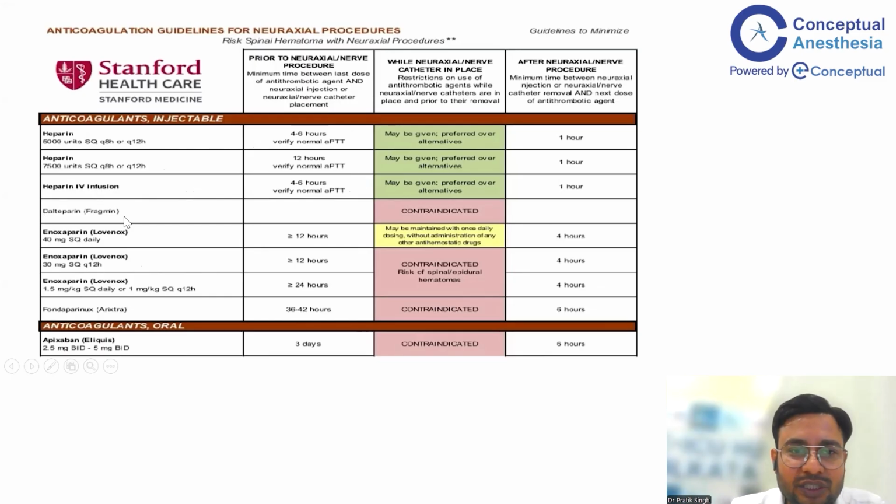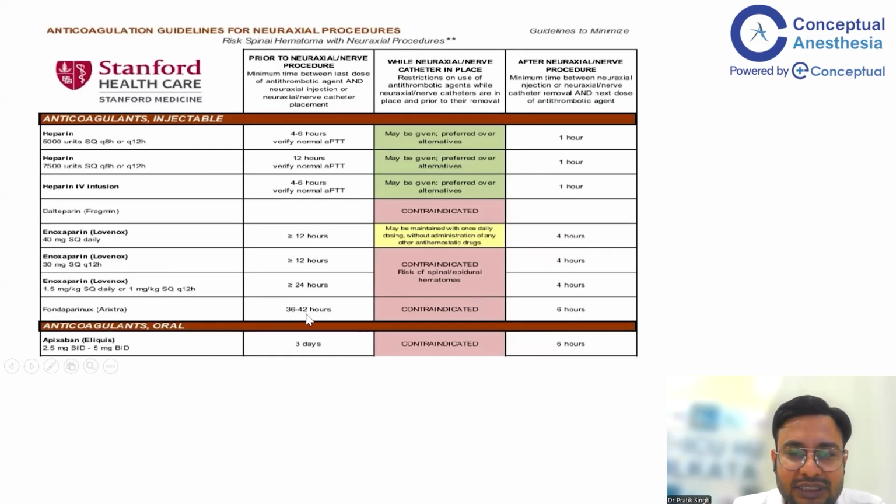Dalteparin, if the patient is on it, it is contraindicated, do not do it, because you have to wait longer. If you are using enoxaparin, low molecular weight heparin, it is exactly double of heparin. If it is prophylactic, it is 12 hours; it becomes 24 hours or more if you are using it for therapeutic purpose. And you wait 4 hours after removing the catheter to reuse it. When the catheter is in situ, please do not use enoxaparin, in lower dose or higher dose.